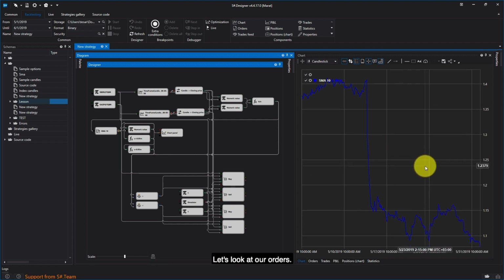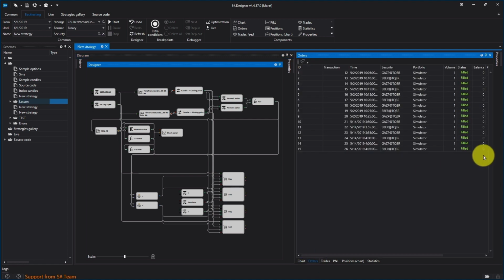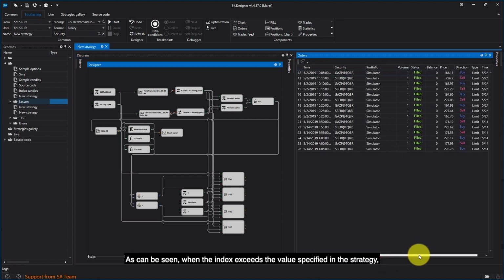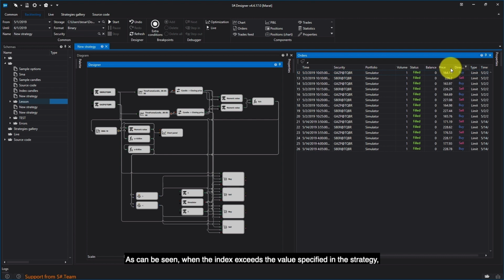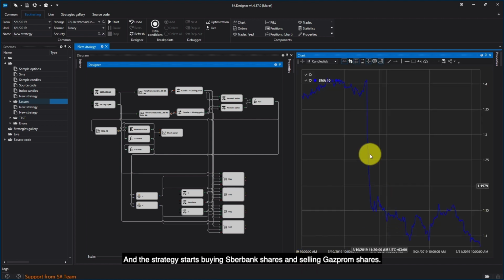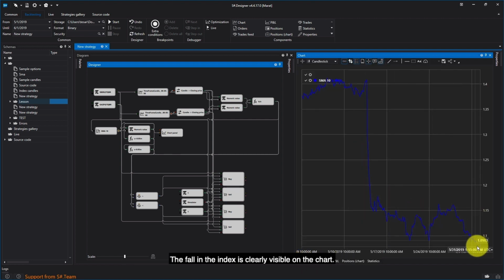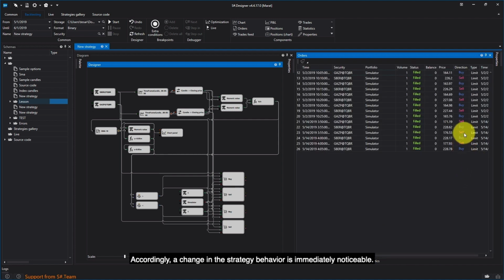Let's look at our orders. As can be seen, when the index exceeds the value specified in the strategy, it buys Gazprom shares to sell Cyberbank shares. As soon as the index value falls below the specified value, the trade changes, and the strategy starts buying Cyberbank shares and selling Gazprom shares. The fall in the index is clearly visible on the chart. Accordingly, a change in the strategy behavior is immediately noticeable.